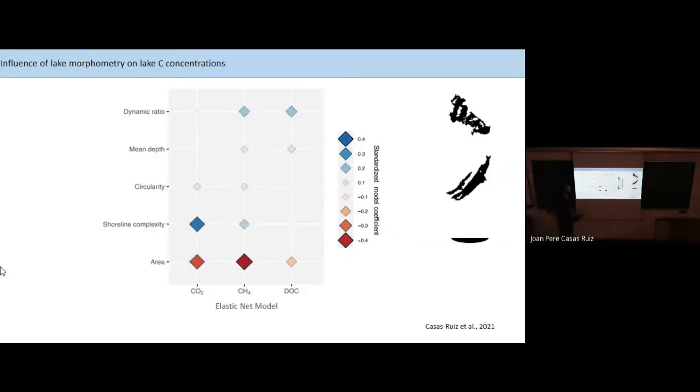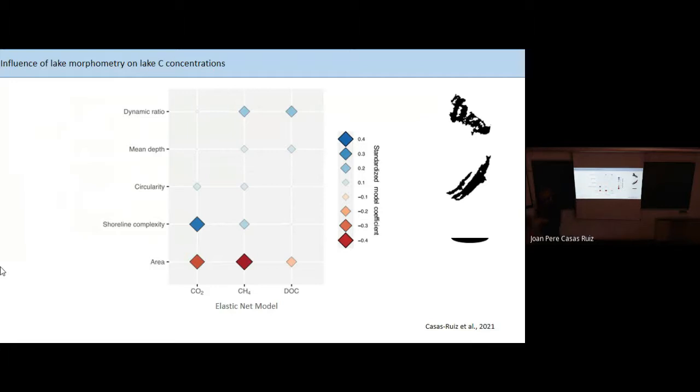And this is what we found. So this figure basically summarizes the three models that we did, one model for CO2, methane, and DOC. And here we have our explanatory variables, which are the lake morphometry metrics. And then the size of the symbol indicates the coefficients of the model, and the color indicates whether the influence was positive or negative. And we found that yes, indeed, the size and the shape do influence the concentration of these carbon species. For example, for the size, we found a similar effect for all of them.